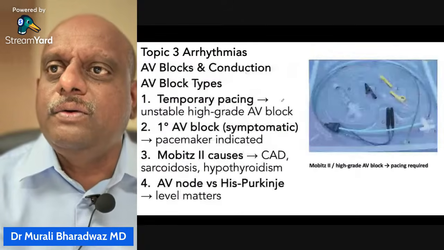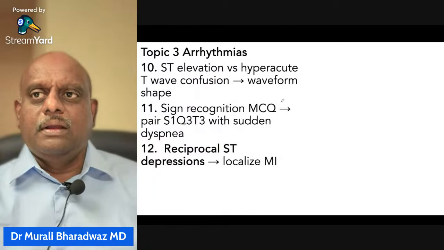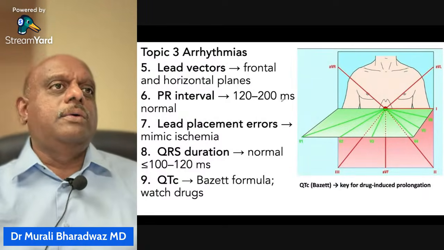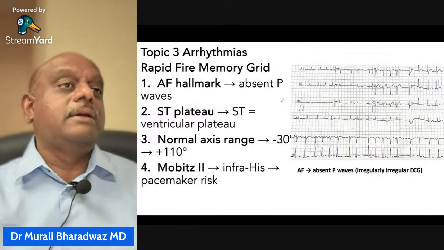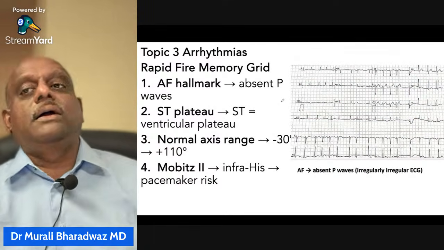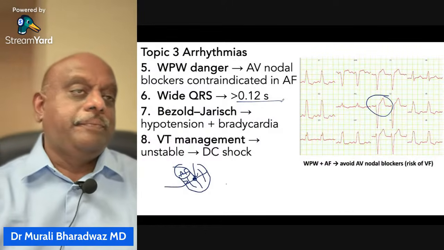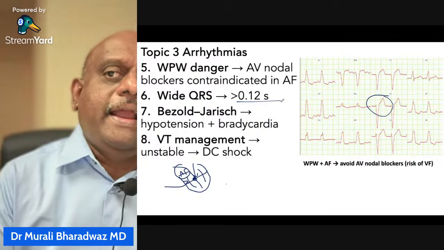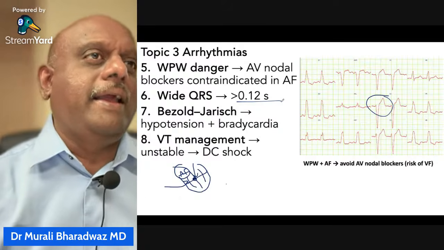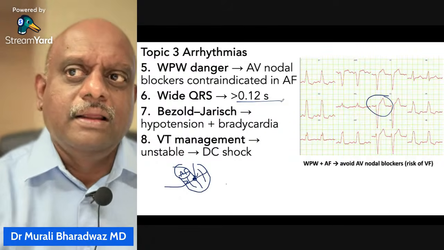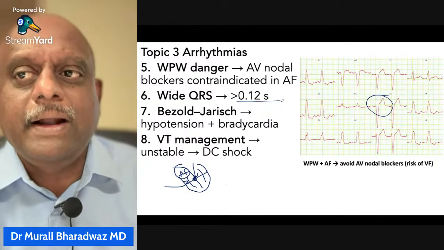Just before we studied, no? What are the normal values? Normal QRS is 100 to 120 milliseconds. Anything more than 120 milliseconds is an indication of wide QRS, is what we need to remember. What is the Bezold-Jarisch reaction? There is hypotension and bradycardia. Whenever the vagus is stimulated reflexly, that leads to hypotension and bradycardia.